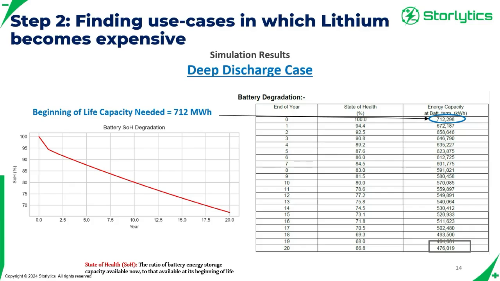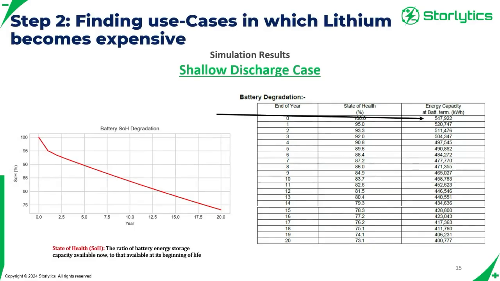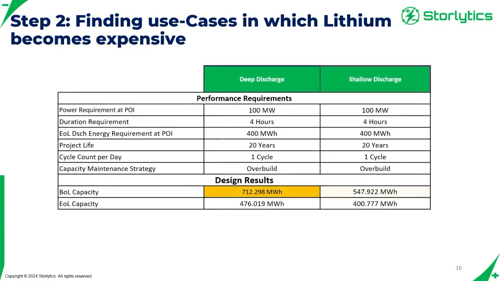In the deep discharge case, we found that to maintain 400 megawatt hours at the point of interconnect for project life, we need to start with 712 megawatt hours at year 0, versus for shallow discharges, we needed just 548 megawatt hours, right? So that's a huge difference. What do we learn from here? What we can learn is deep discharges are not that favorable to lithium. Well, I'm not going to say lithium in general, but for this cell of lithium, so we'll make that general assumption here.